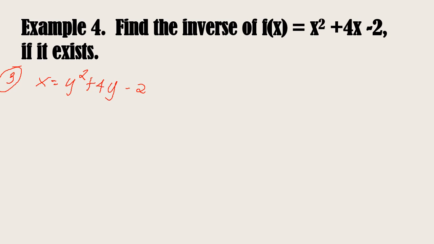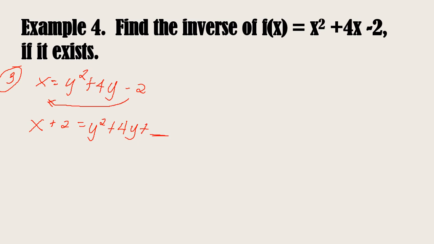So, para mangyari yon, we are going to combine lahat ng walang y sa left side at lahat ng may y sa right side. So, we are going to transpose this one. So, when we transpose that, our negative 2 will become positive 2. So, x plus 2, ang matitira sa right side ay y squared plus 4y. Ang next step natin ay we are going to complete our trinomial. So, completing the square ang gagamitin natin dito para malaman natin kung ano yung value na nandito.